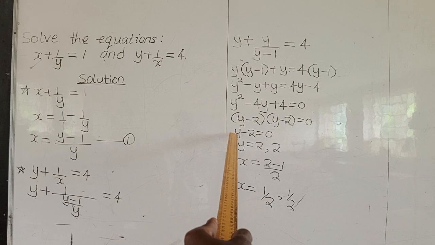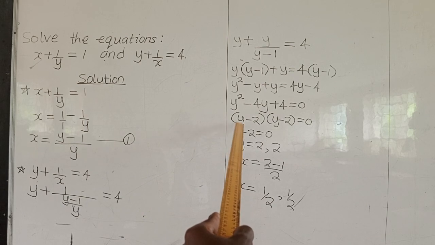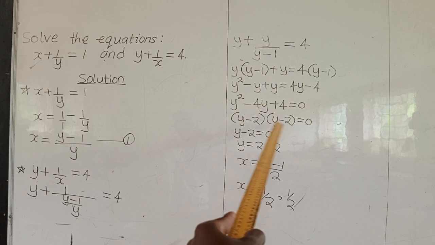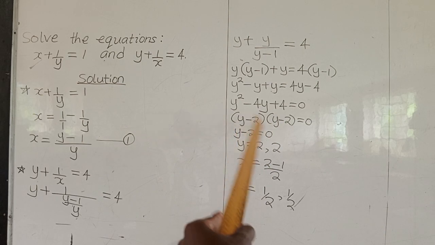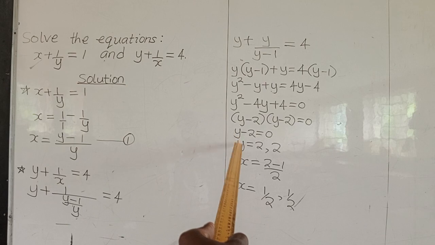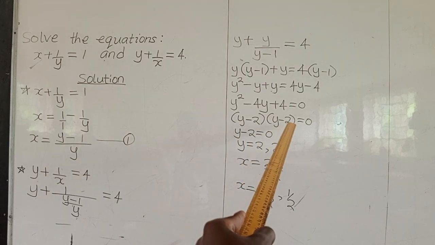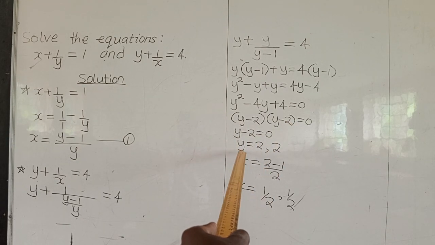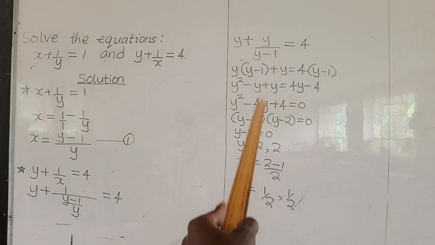So we can equate each factor individually to 0. So we shall have y minus 2 is equal to 0. So the value of y is 2. And since this other one is also the same, it means our two values of y are 2 and 2.